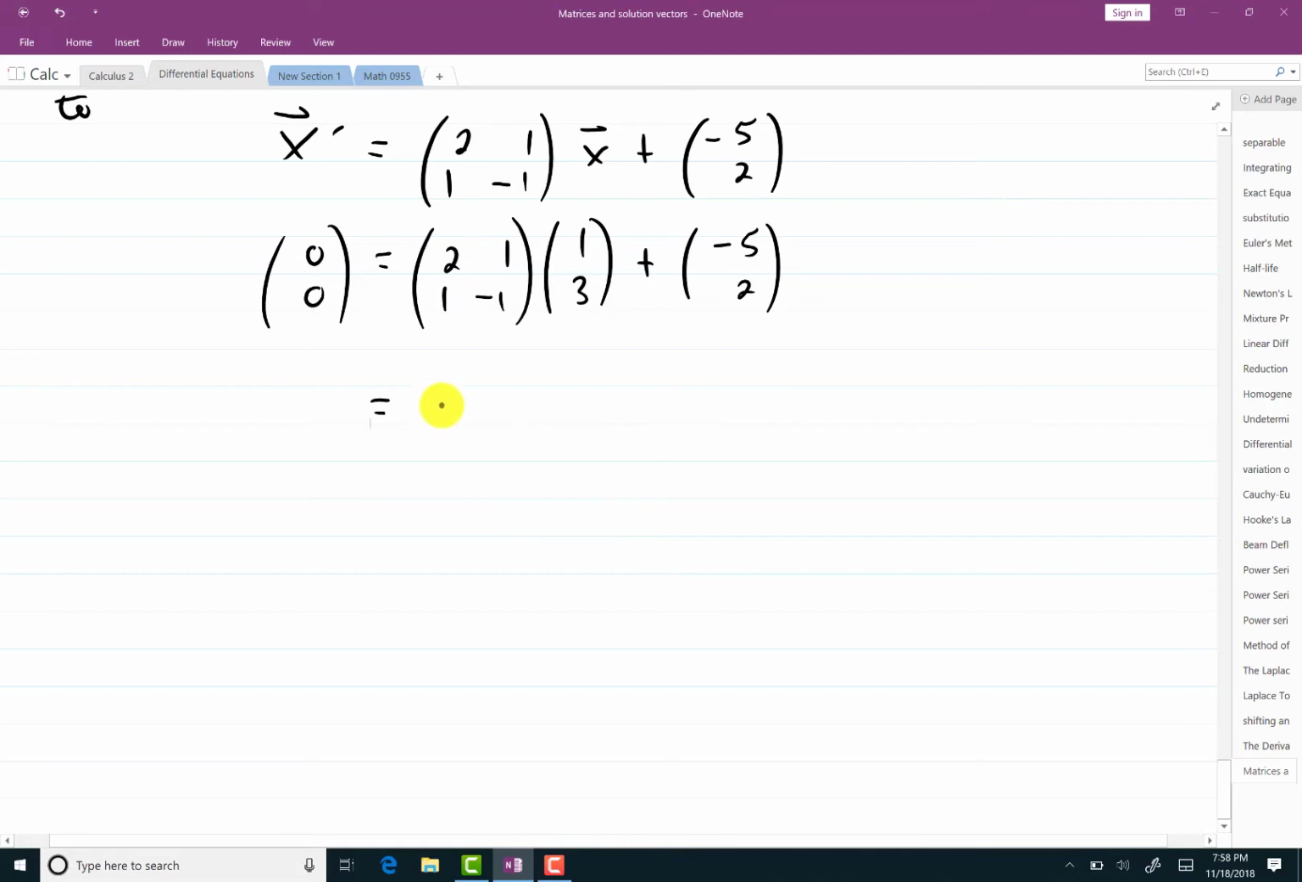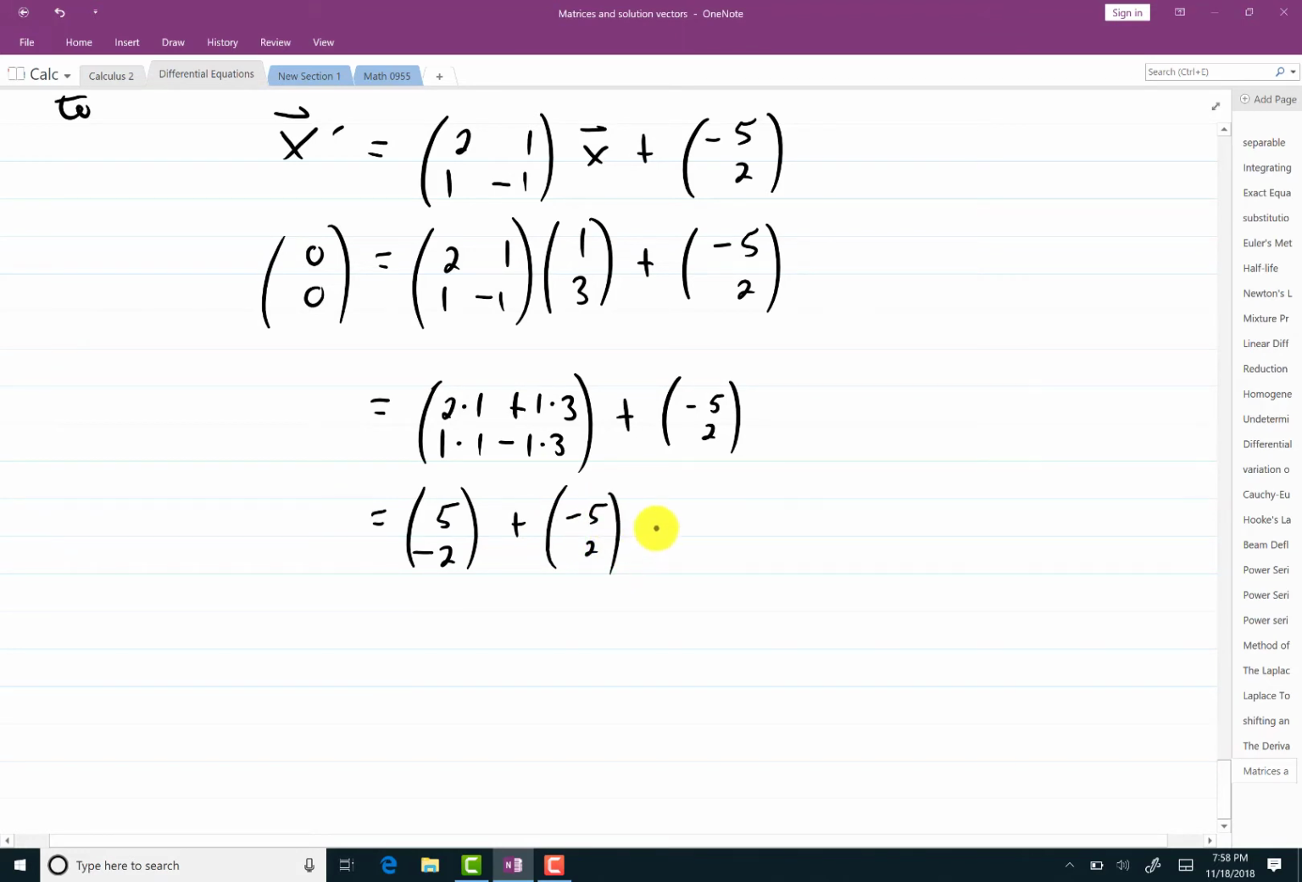So I'll do my typical multiplication. Remember, this is going to be 2 rows but 1 column. So I have 2 times 1 plus 1 times 3. And I'll have 1 times 1 minus 1 times 3 plus negative 5, 2. Then I'll have 5. Down here, I'll have negative 2 plus negative 5, 2. And then when you add component-wise, 5 plus negative 5 will give me the 0, and negative 2 plus 2 will give me the 0.